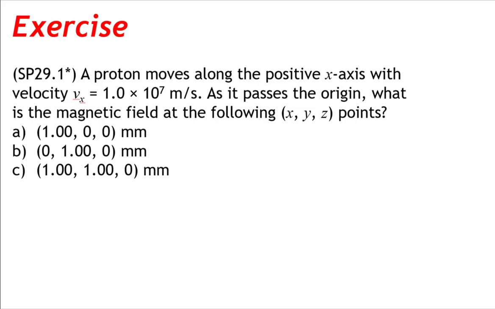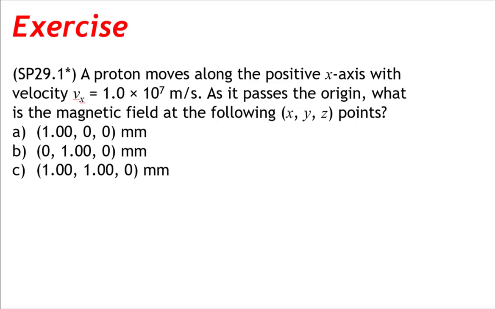A proton moves along the positive x-axis with a velocity of 1.0 times 10 to the 7th meters per second. As it passes the origin, what is the magnetic field at the following points? This is the second part of our solution to part B of this example, in which we have to determine the magnetic field on the y-axis.